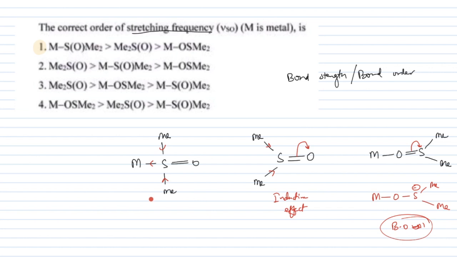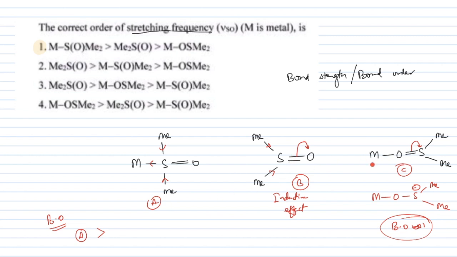So if I talk about the bond order, let me name these as A, B, and C. For A, your bond order is highest because the sulfur oxygen bond is not getting disturbed as much, because the metal is stabilizing whatever electron density is increasing on the sulfur. So A will have the highest bond order.